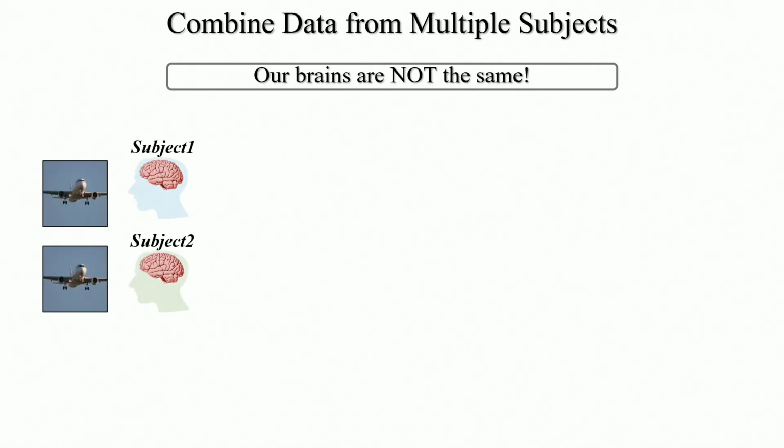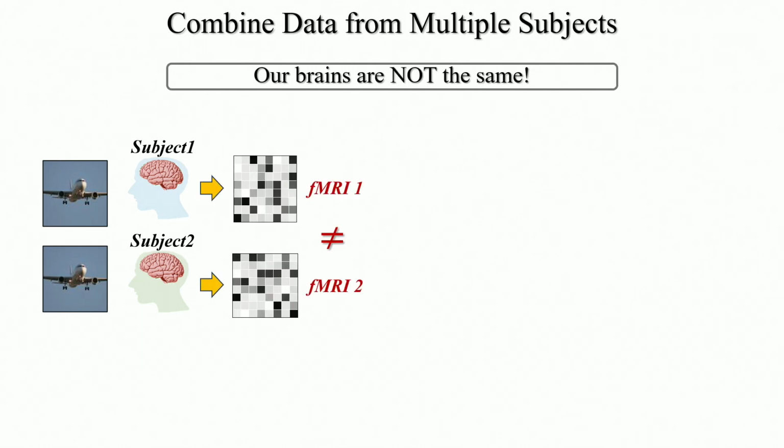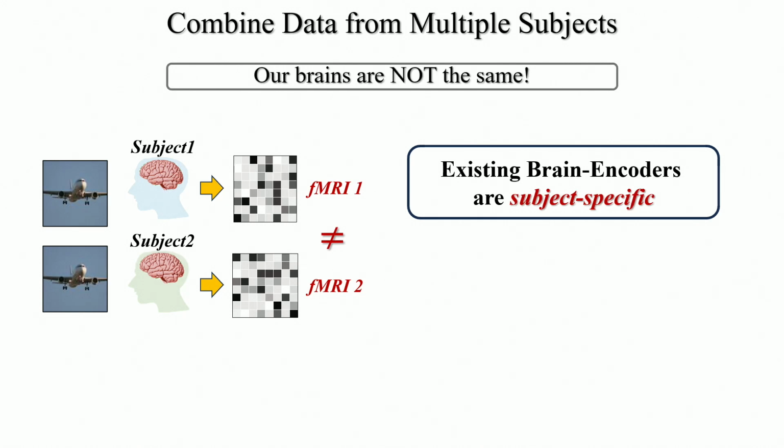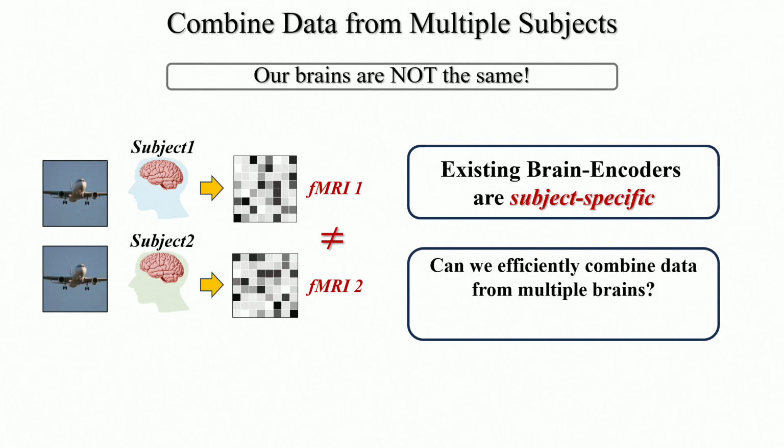For example, can we combine data from multiple subjects? But nothing is so simple. Why? Because our brains are not the same. Given two individuals seeing exactly the same image, their corresponding brain activity is not the same. Therefore, most existing encoders are trained separately for each individual. So, can we efficiently combine data from multiple brains?